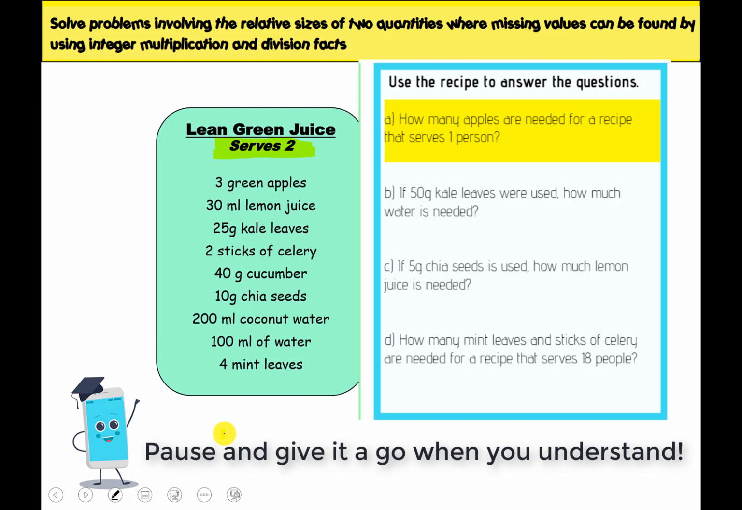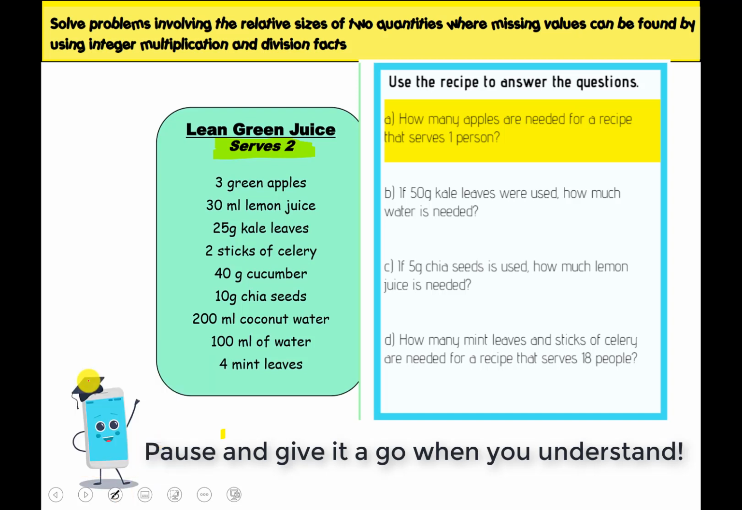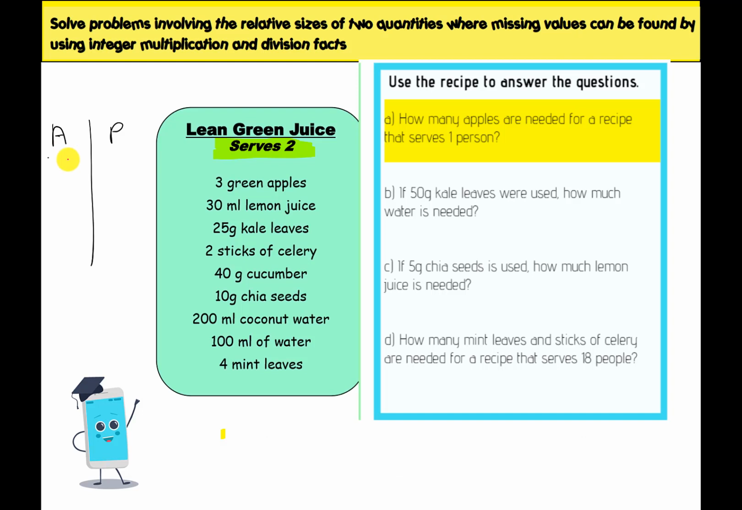Okay. Question 1. How many apples are needed for a recipe that serves 1 person? So I could think about writing out my ratios like I did in the last question, like we had in the table. If I put A for apples and P for people, like that. If I need 3 apples for 2 people, how many apples would I need for 1 person?